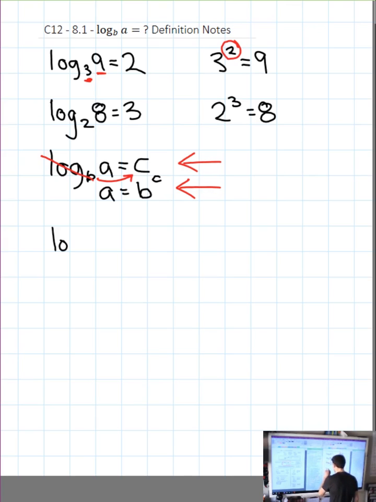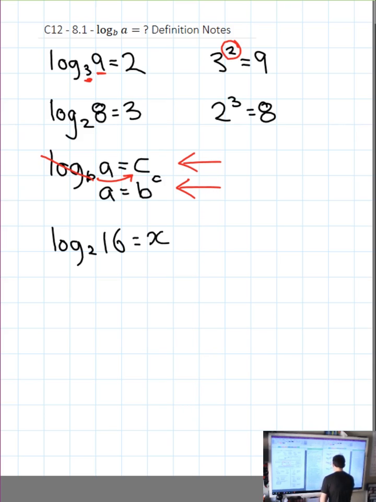So let's take a look at another example. Log base 2 of 16 equals. Well, we can answer it the way we did before. What power do we have to raise 2 to equal 16? Well, we know the answer is 4, but we're going to learn a method.